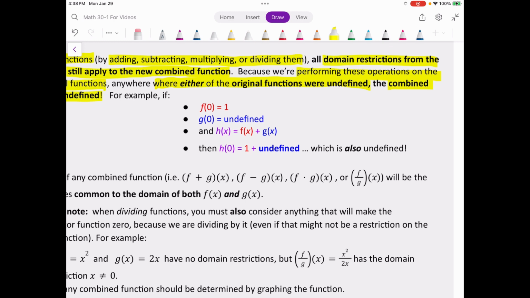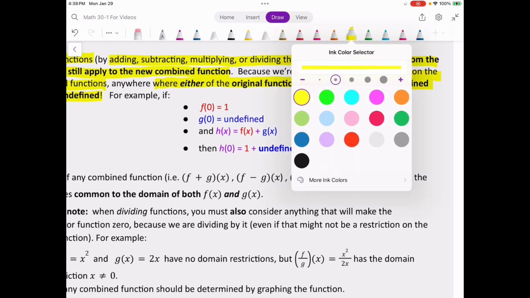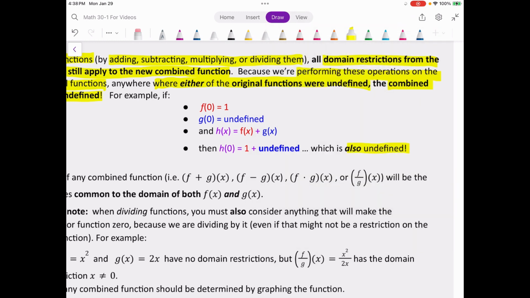Maybe we're dividing by 0. Maybe we're taking the square root of a negative. But it just doesn't work. It doesn't make mathematical sense. So 1 plus undefined also makes no sense, right? So h of 0 would itself be undefined. So you can see here what's going on, right? Is 0 in the domain of f? Yes, it is in the domain of f.